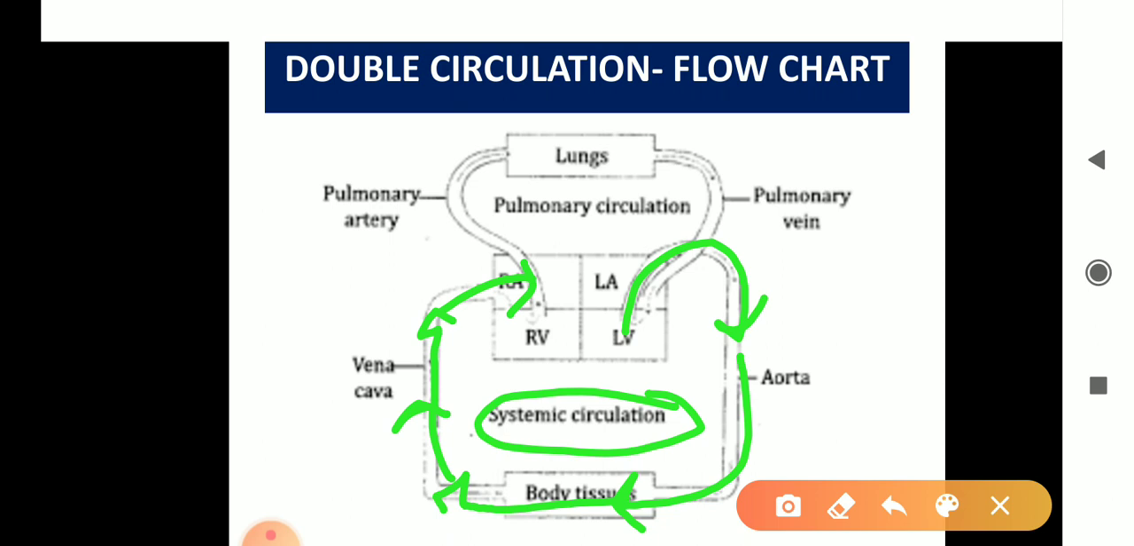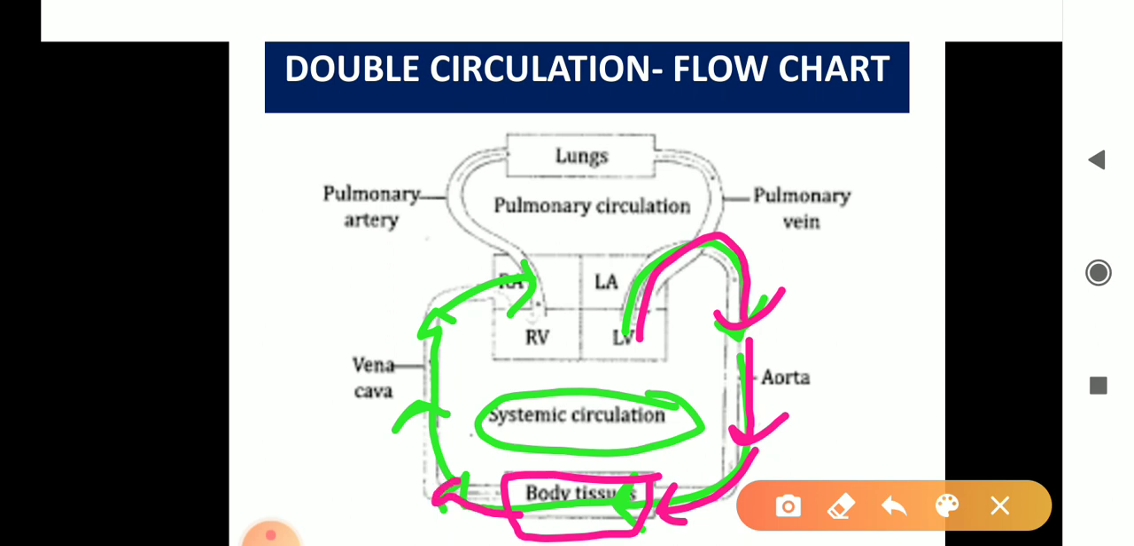Now once again, left ventricle to aorta, aorta to arteries, arteries to arterioles, arterioles to the capillaries, then to the body tissue. Now these capillaries join together and form the venules, venules to veins, veins to vena cava, and then into the right atrium. It means again into the heart. This is called systemic circulation.